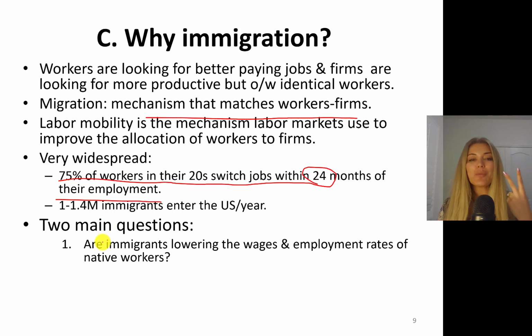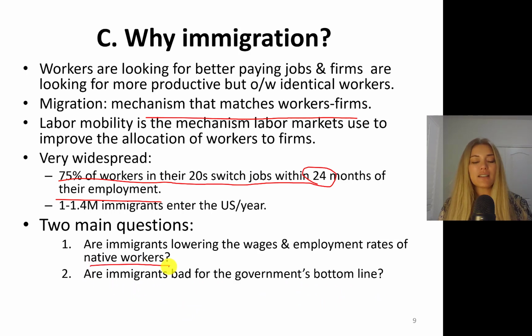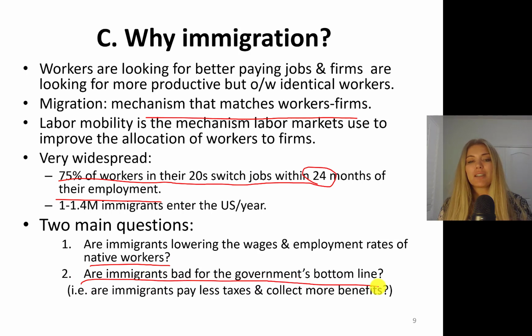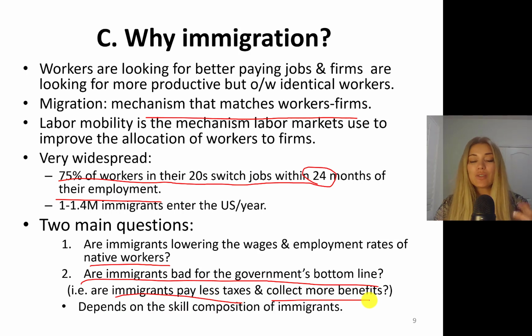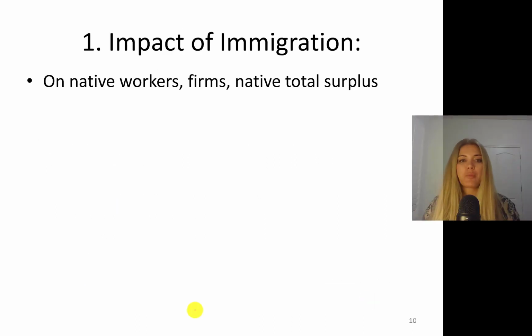Let's talk about 2 main questions. Are immigrants lowering the wages and employment rates of native workers? Are they negatively affecting us? Are immigrants bad for the government's bottom line? In other words, are immigrants paying less taxes and collecting more benefits? Let's continue. So this basically depends on the skill composition of the immigrants. If they're high-skilled immigrants, they're going to pay much more taxes and they will never collect benefits.